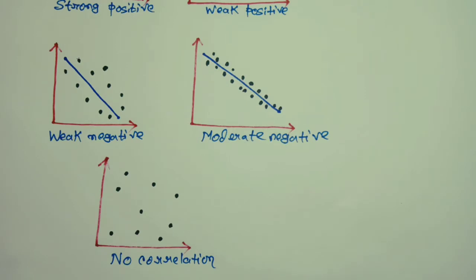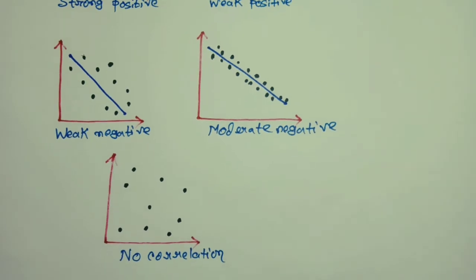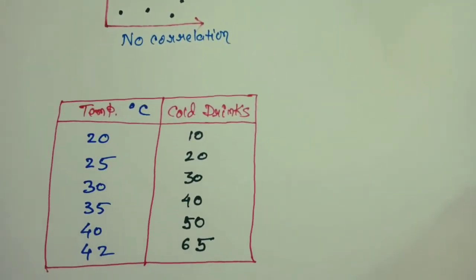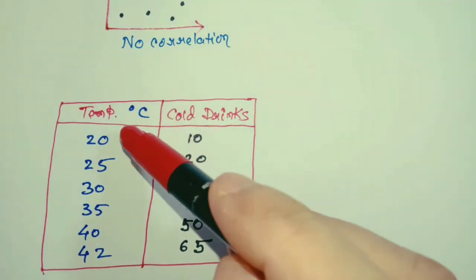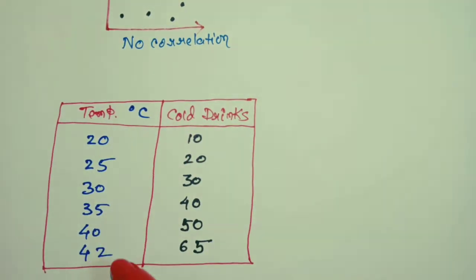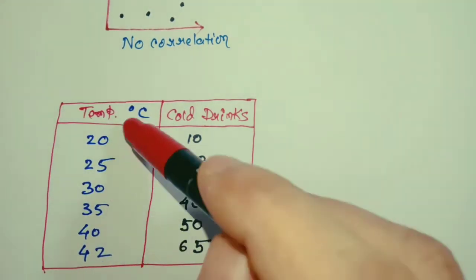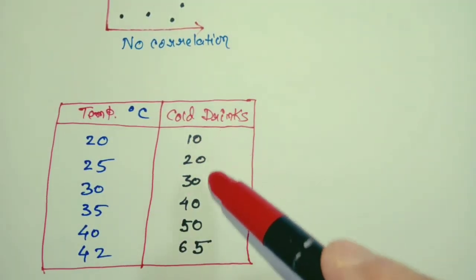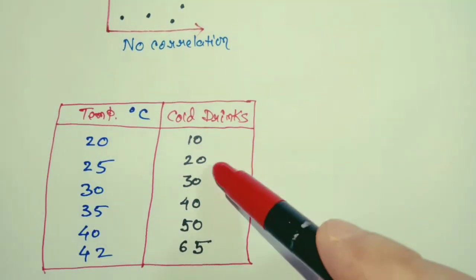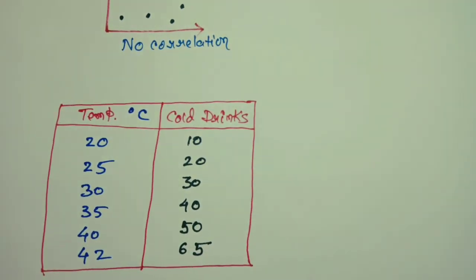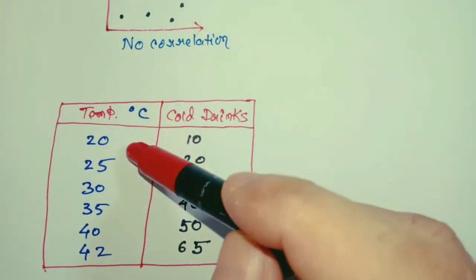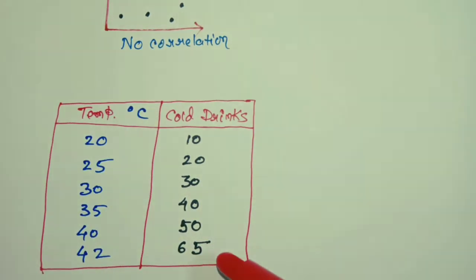Now, I can also denote correlation in terms of the sale of cold drinks against the temperature during the summertime. So I've just drawn a fictitious figure in terms of centigrade: 20, 25, 30, 35, 40, 42. As the temperature is going up, right, the sale of cold drinks is increasing from 10 to 20, 20 to 30, 30 to 40, 40 to 50, 50 to 65. So this is the number of sales of cold drinks as per the temperature which rises. So as the temperature rises, the cold drink sale increases.